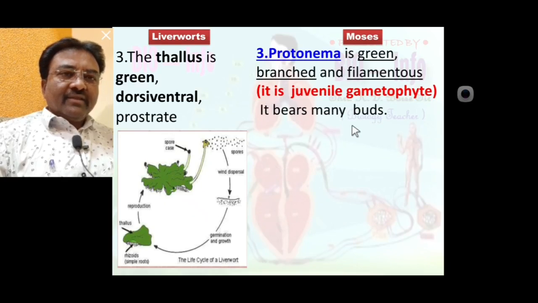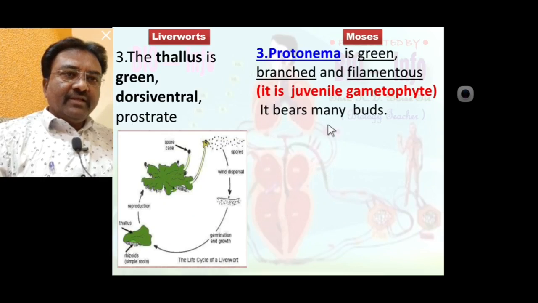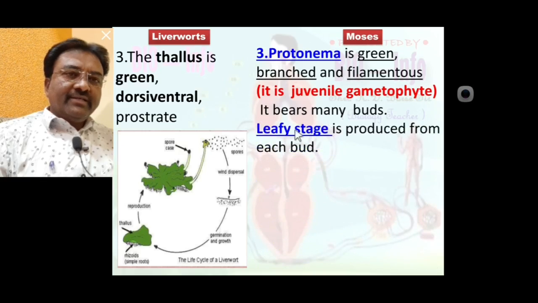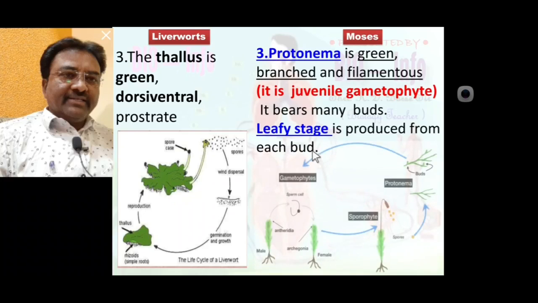The protonema bears many buds. The leafy stage is produced from each bud. The leafy stage is one part, or stage, of the gametophyte. So the leafy stage is produced from each bud of the protonema. Let me show with the help of a diagrammatic representation.